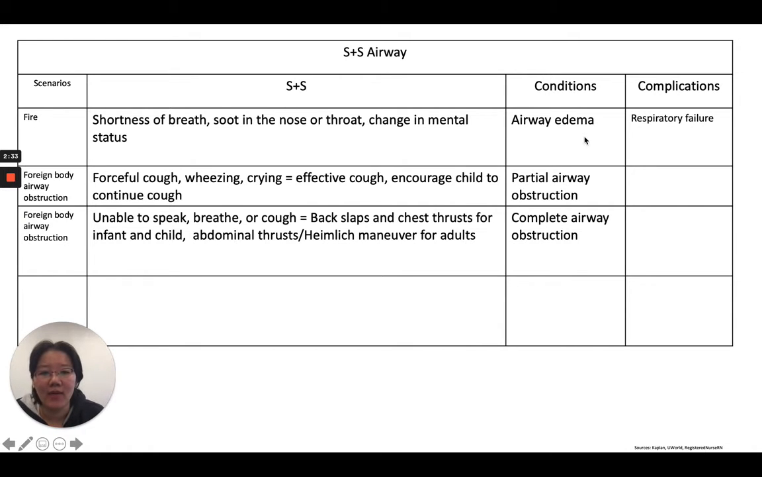So for the airway, here are the conditions, the airway issues. And the equal sign means the management. Like here are the signs and symptoms of partial airway obstruction, then what's the management for it? I like to put it together because in the exam, first they give you signs and symptoms, then they want to know how you're going to manage it. So it's good that they put them together.